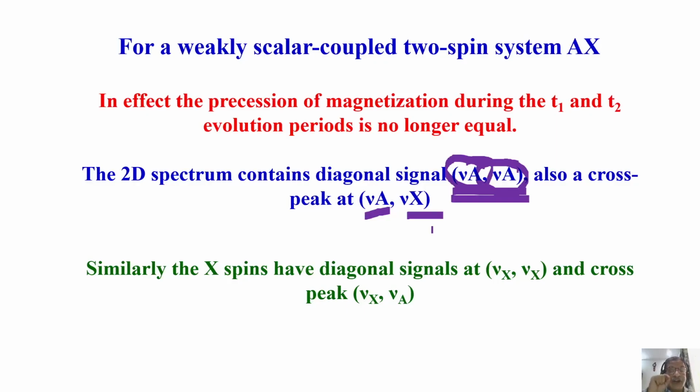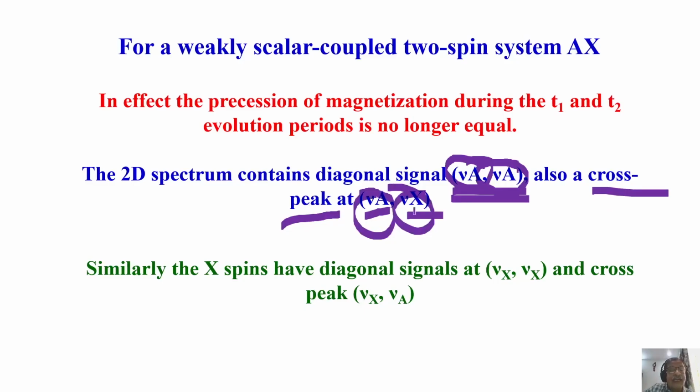That comes as what is called a diagonal peak in COSY. In COSY, the diagonal peak comes where the precessional frequency of the spin, both in T1 period and T2 period, remains the same. On the other hand, the precessional frequency of nu A, which is transferred to nu X, appearing as nu A and nu X together at nu X in the T2 dimension, comes as what is called a cross peak. The cross peak comes because of polarization transfer of A spin to X spin.